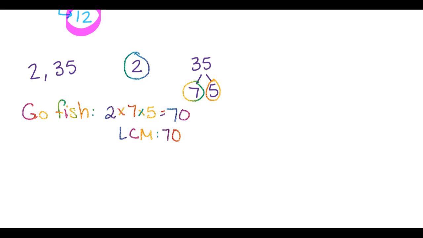Let's try one that isn't all go fish numbers. Let's try 15 and 30. Okay, so the first thing I want to do, I'm making my factor tree. So 15 is breaking down into 3 and 5, and both of those are prime numbers, so I'm good there.